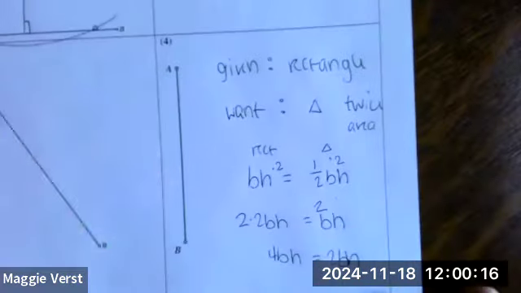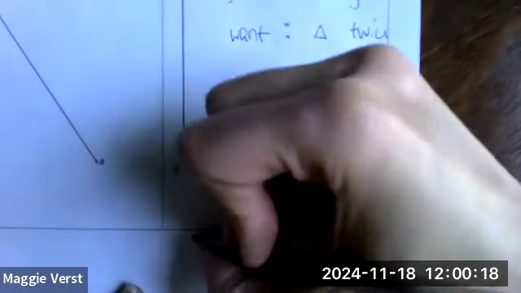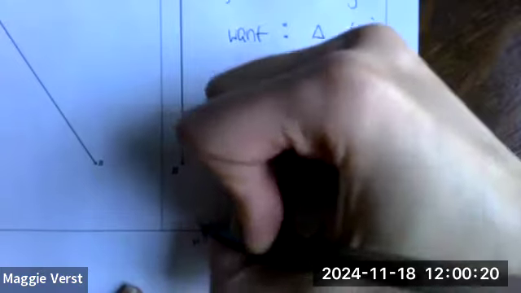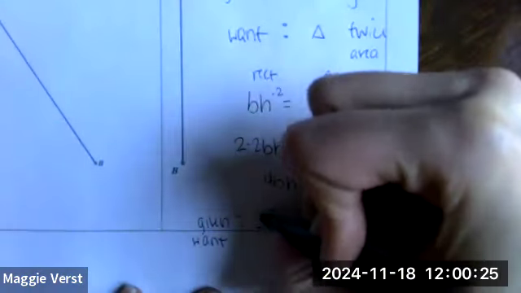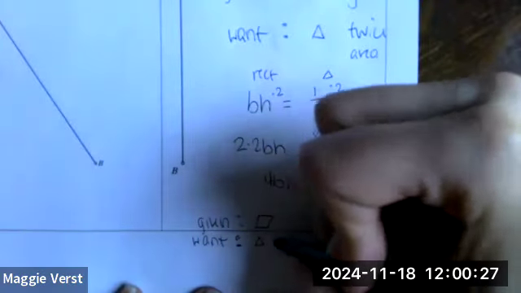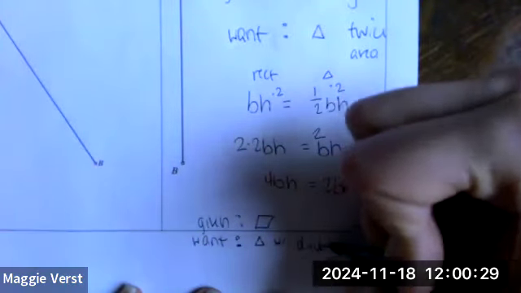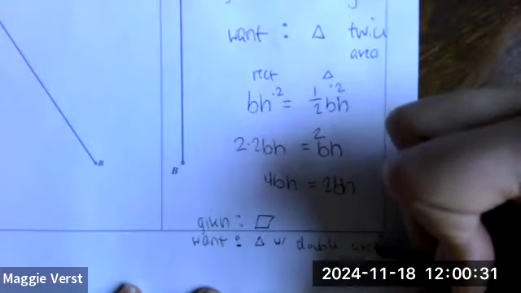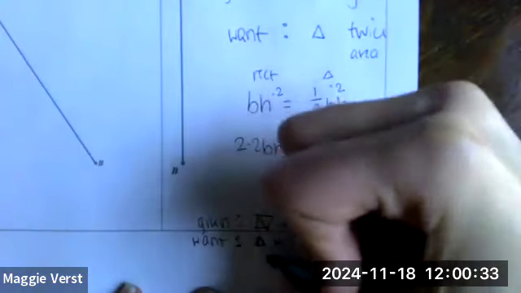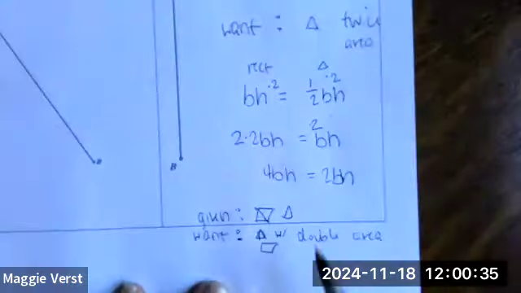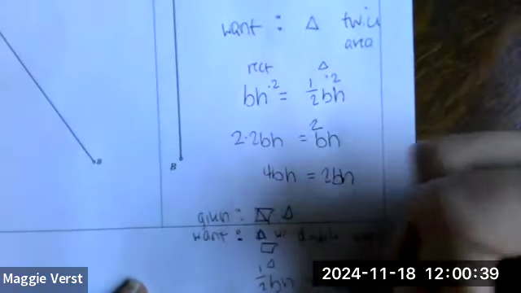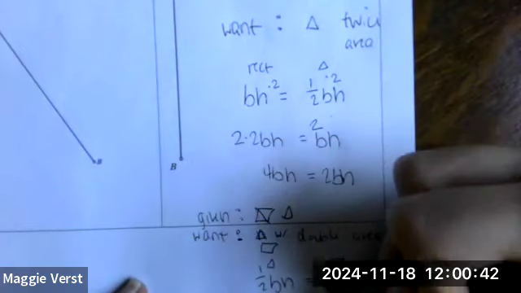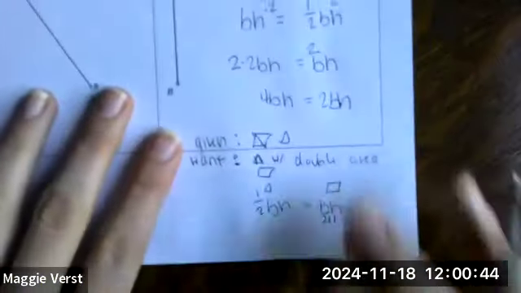So for example, let's say I'm given a parallelogram and I want a triangle with double the area. Actually, I'm given a triangle and I want a parallelogram with double the area. First thing I have to do is think about, okay, area of the triangle, 1/2 base times height, area of the parallelogram, normal base times height.